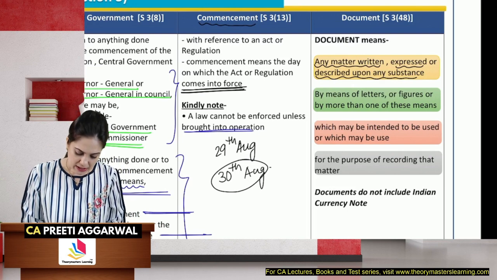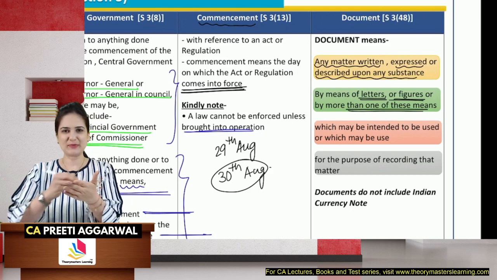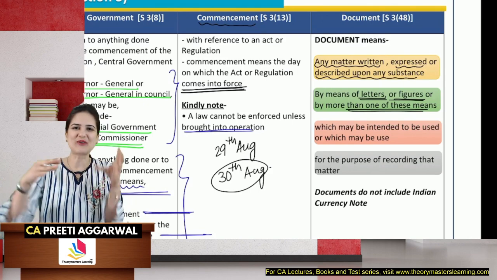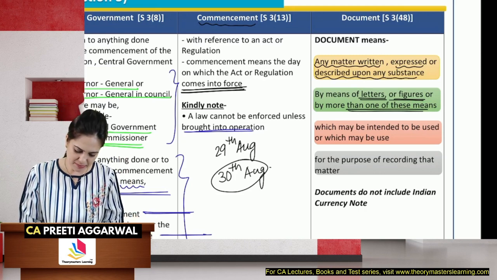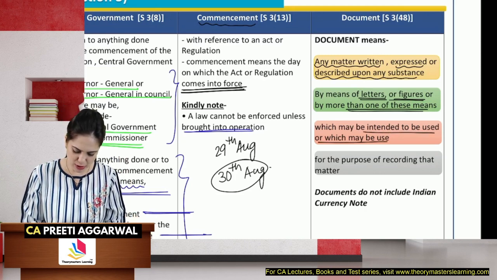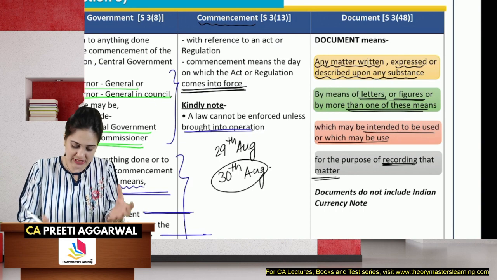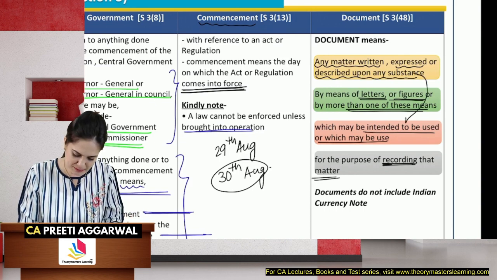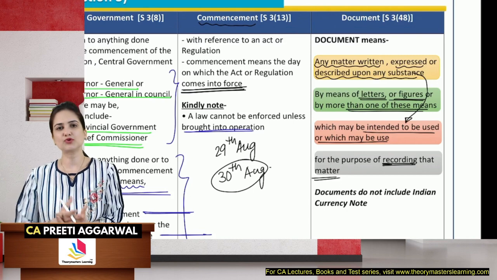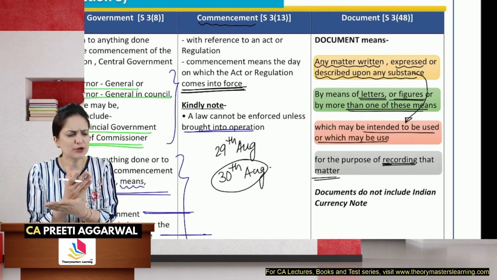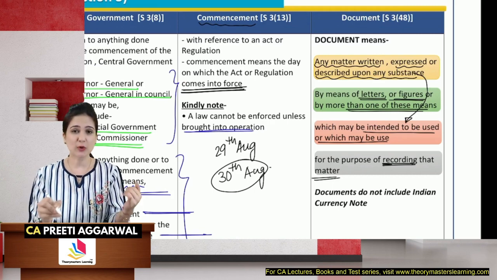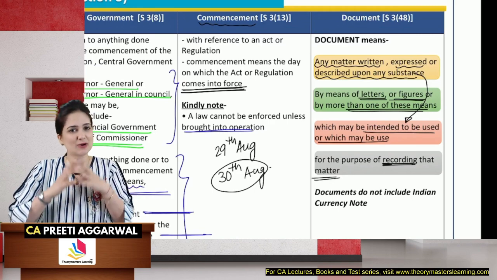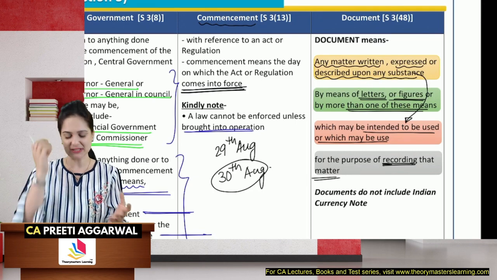It means it can include letters, figures, or more than one means. So it can be writing on the walls, or it can be drawings, it can be signs or symbols. It may be intended to be used, or which may be used for the purpose of recording that matter. So what is it? They are defining a substance which is intended to be used, or it is used for recording the matter. So you can record on any place. Like I have given you an example, even a CD, photograph, or a paper, these are all documents. They are used as an evidence in the court of law.